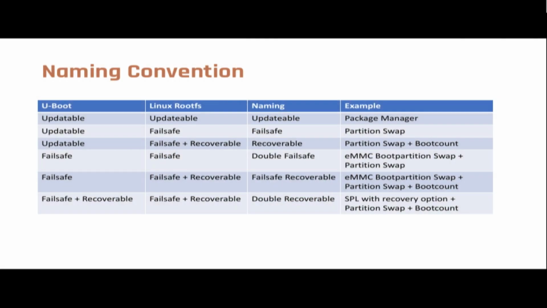I shortly want to talk also about the naming convention. I use these different terms: updatable, fail-safe, and recoverable. Updatable means you have a system which you can update. So you can replace your application with a new application. You can maybe replace a library with another version of a library. That means updatable. However, if you have a power cut during the update, you just end up with maybe a broken system, or maybe you have to recover it manually.